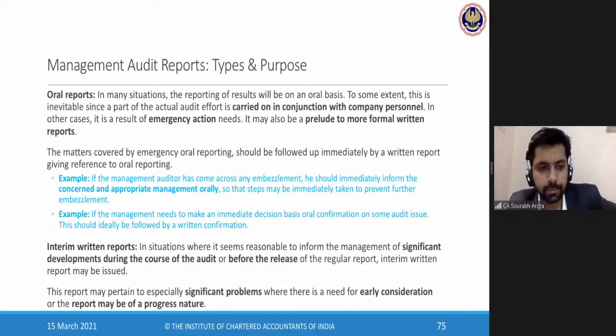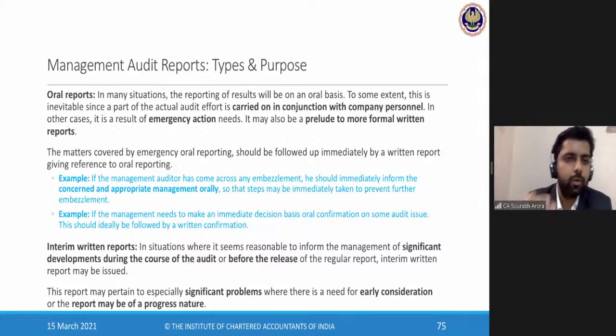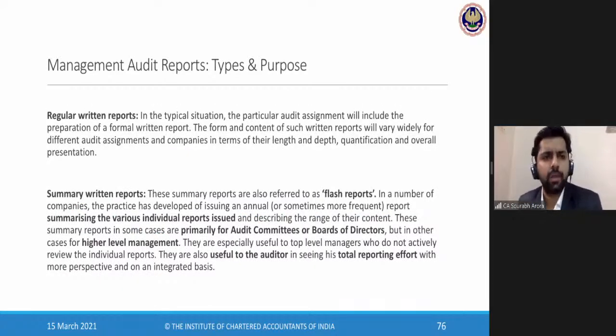Also in case of progressive nature of the audit. So, for example, if there are three long stages of the audit over a span of a long period of time, then interim written reports may be issued, which can be followed by a final audit report that includes all the interim audit reports earlier issued as well. So two types of reports we have discussed: oral reports, and the second, interim written reports. Third is regular written reports, the regular reports that we issue to the auditee, and these include the oral reports and the interim written reports within their scope.